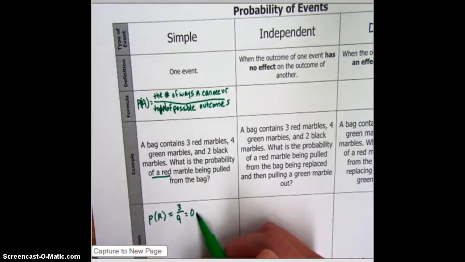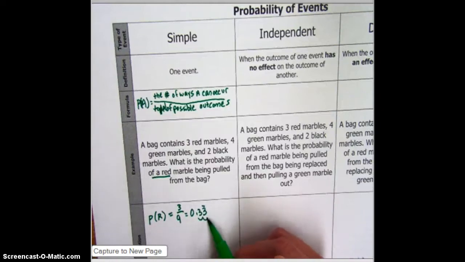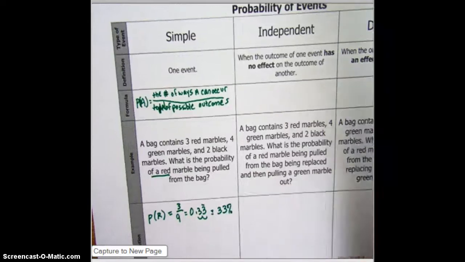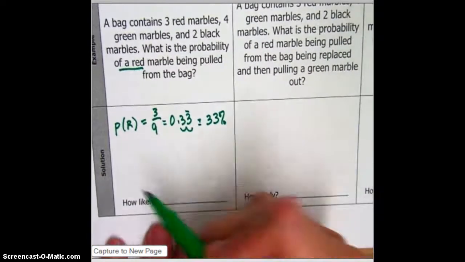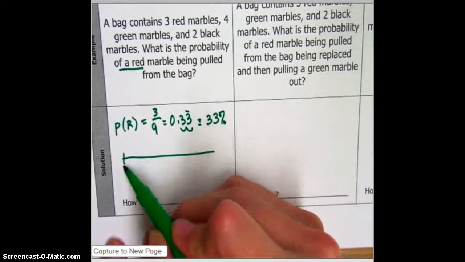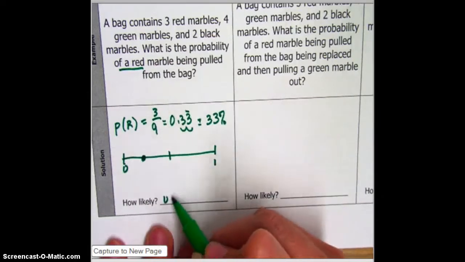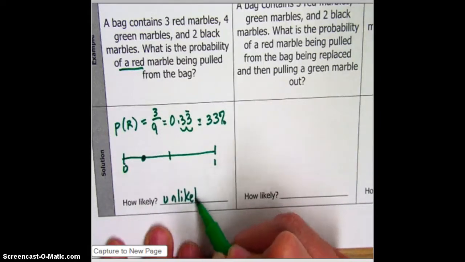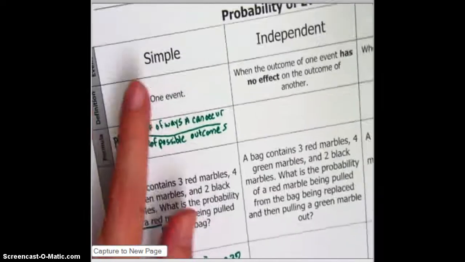Converting that to a decimal is 0.33 repeating. We're going to move our decimal 2 places to the right, and that ends up being 33%. So there's a 33% chance that this can occur. On the likelihood scale, here's 0 and here's 1, which is the same thing as 100%. Here's 0.5, so 0.3 would be about right there, so that's unlikely. So it's unlikely that it's going to occur. So this is just a simple event.